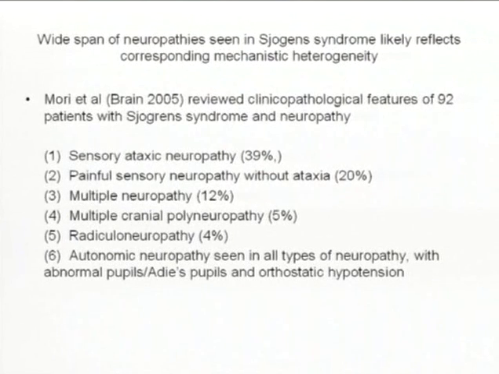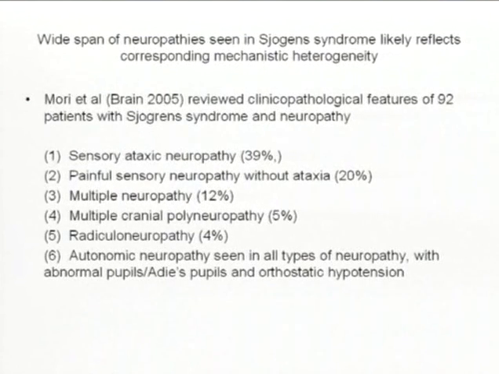A wide span of neuropathies could also be seen in Sjogren's syndrome. And Mori et al. studied 92 patients with Sjogren's syndrome and neuropathy. The most common type of neuropathy was a sensory ataxic neuropathy. And this was shown in one autopsy study to be mediated by a T-cell ganglionitis. The second most common neuropathy is a really painful neuropathy affecting the smaller fibers. You heard me say before that vasculitis is pretty uncommon in lupus, not so in Sjogren's syndrome.